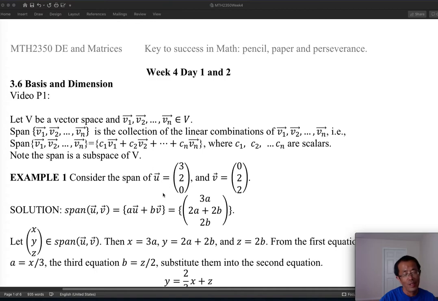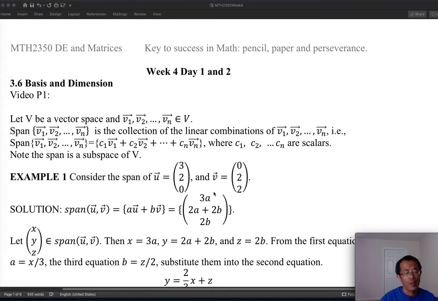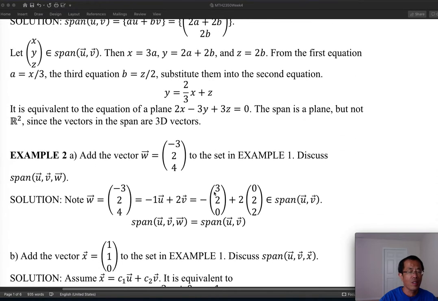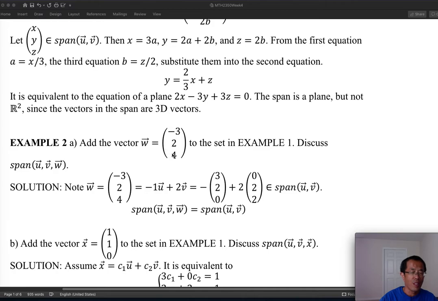And now I suppose we know roughly how the span of two vectors would look. This span is a plane in three-dimensional space. And also we realize sometimes when you add a vector there, it really will not affect the span. So in this case, adding this vector w here is not going to affect the span. Those two spans are the same.